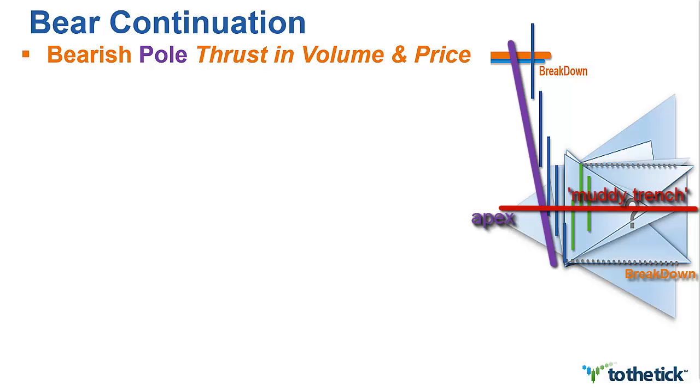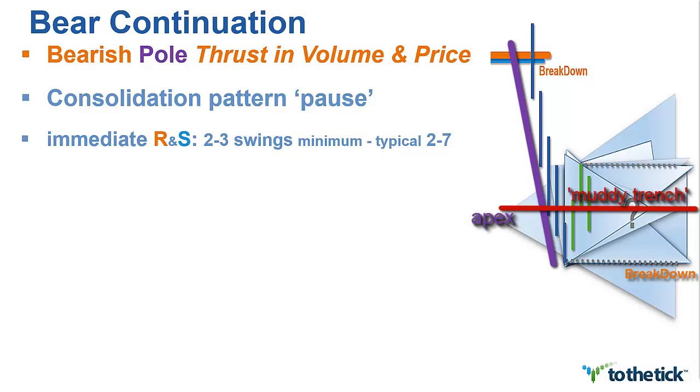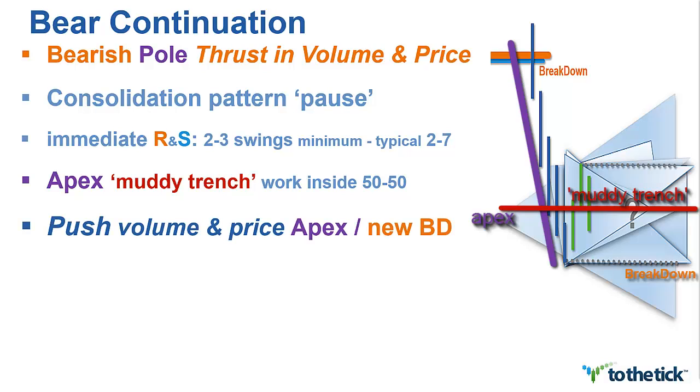All of this pattern should still fit swing high to swing low. The pole with the thrust and volume, number one most important thing to realize, the consolidation is a pause, 2 to 3 swings. We look for 7 being the maximum swings that we like. Usually by the time you get to 7 swings, you've lost a lot of your momentum. So again, it might be more of a dribbling kind of a pattern. Okay, the apex or muddy trench, work inside that 50-50 element if you so choose. Push in volume and price, again, is what we're looking for.